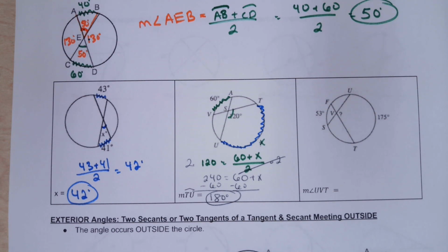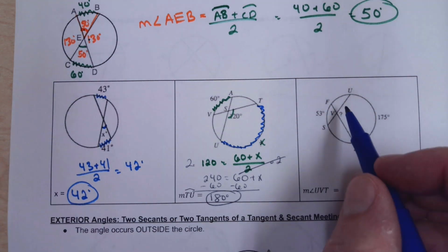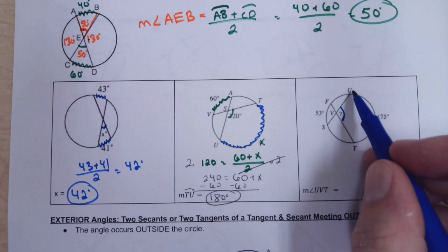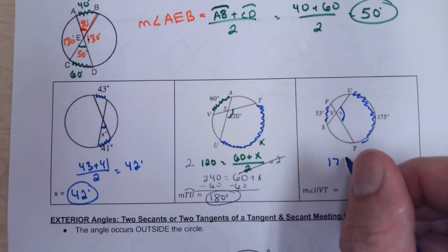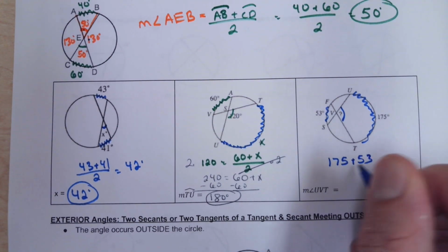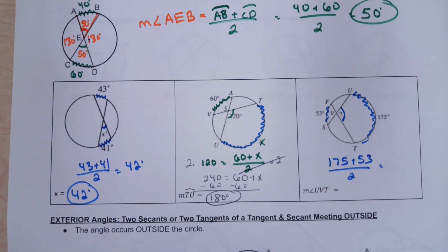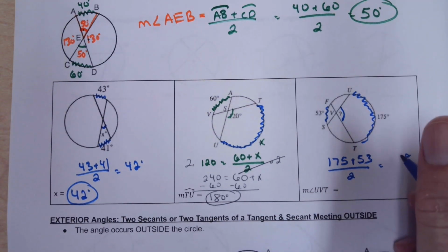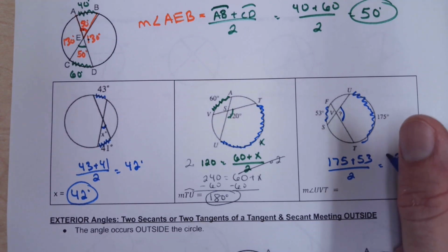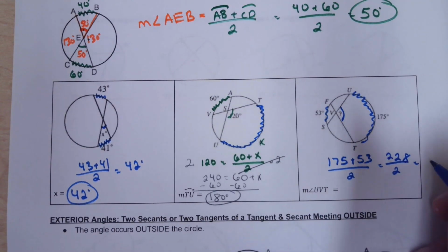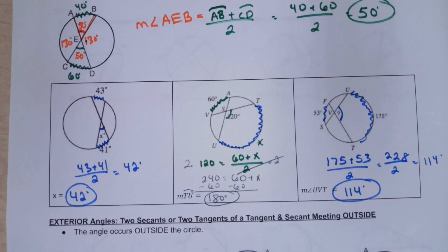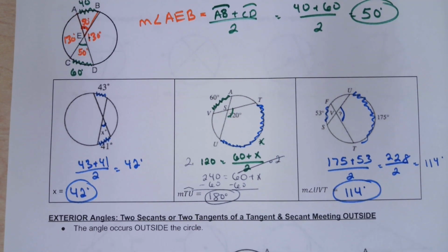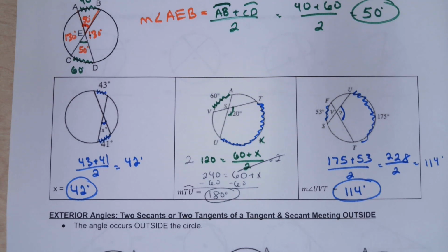Alright, and last one. We've got this angle we want to find, UVT. We're going to use this arc and that arc. So 175 plus 53 is 228, divided by 2, which is 114 degrees. Alright, so that's it for interior.